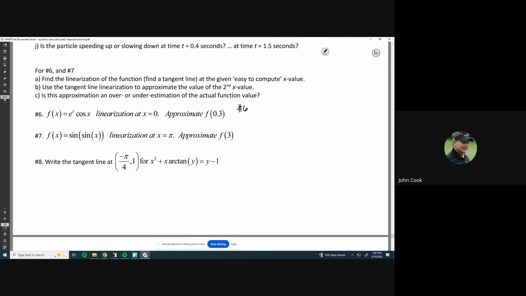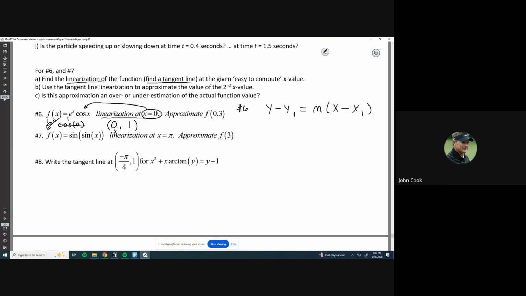When you have to do a linearization or a tangent line approximation, always start by writing out point slope form. That's the easiest way to make a linear equation. And you'll be given a value to linearize around, so x equals 0. You just need to find the other part of the coordinate. So if I plug in 0 to my function, I get e to the 0 times cosine of 0. Cosine of 0 is 1. E to the 0 is 1. 1 times 1 is just 1. So (0, 1) is the coordinate that we're building our linear approximation around.